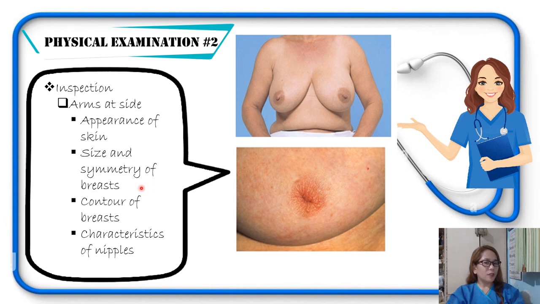So observe for the contour of the breast. Okay, you have to look for any changes, such as baka may masses dyan, or dimpling, okay, or there is flattening. Okay, if you compare both sides of the breast, left and right. Okay.